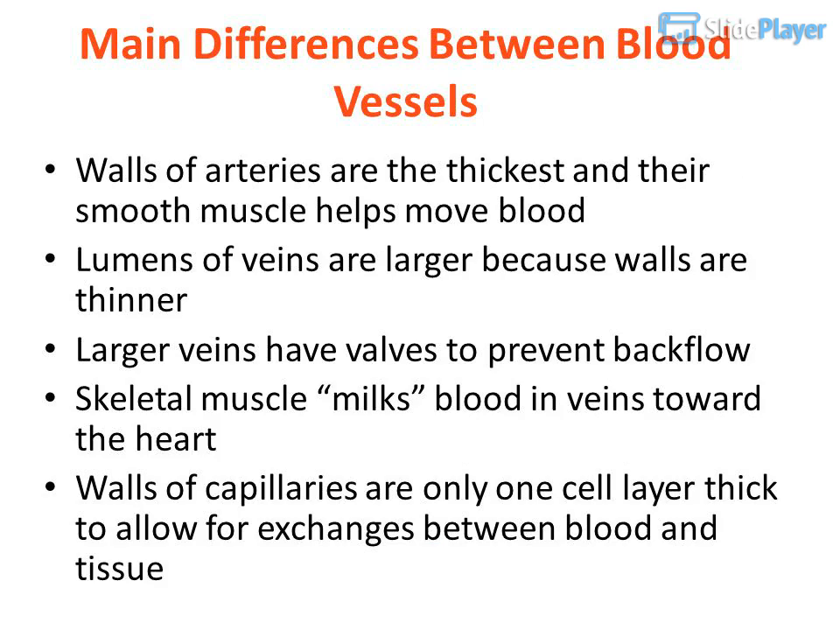Main differences between blood vessels. Walls of arteries are the thickest and their smooth muscle helps move blood. Lumens of veins are larger because walls are thinner. Larger veins have valves to prevent backflow. Skeletal muscle milks blood in veins toward the heart. Walls of capillaries are only one cell layer thick to allow for exchanges between blood and tissue.